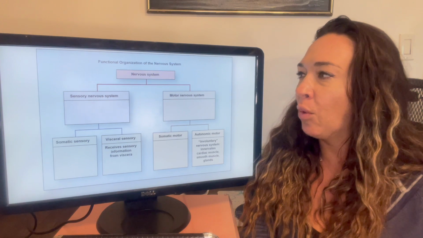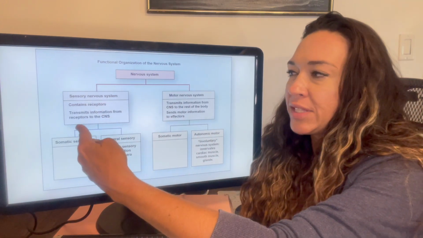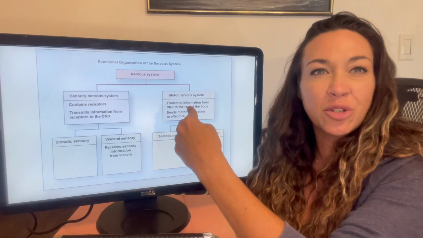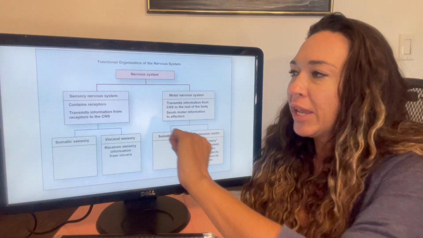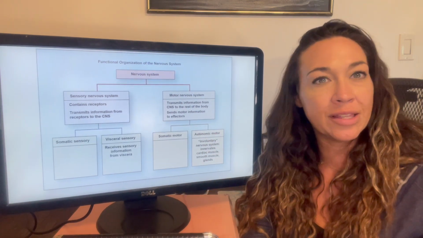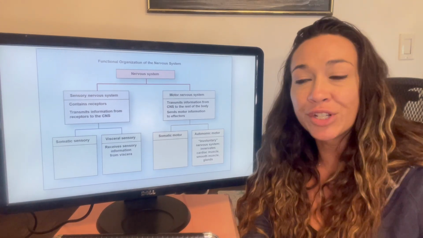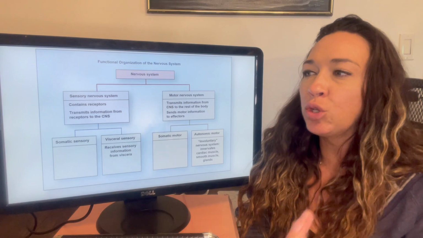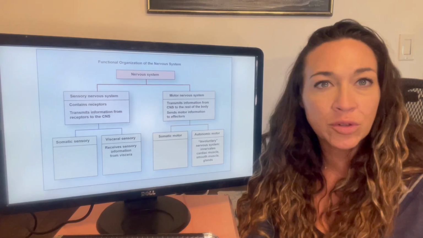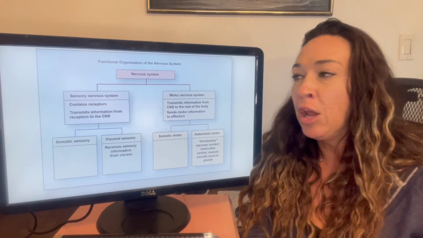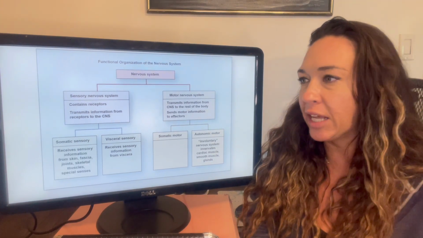All right, so we've got our sensory nervous system, our afferent. We've got our motor nervous system, our efferent system. So coming in, we have sensory receptors. Obviously, this is going to be receiving whatever signals we're receiving. This is going to transmit the information from those receptors to the central nervous system, right? That central nervous system is then going to dictate a response.